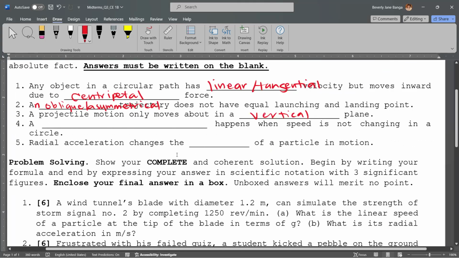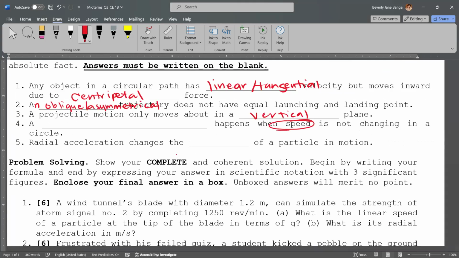A blank happens when speed is not changing. So yung keyword is speed is not changing. So this one is simply uniform circular motion. Radial acceleration changes the blank of a particle. So take note yung radial natin is present in both uniform and non-uniform motion. And ano ba yung common sa kanila? Yung isa kasi nag-change yung speed, yung isa hindi. So of course, this is not speed. This is actually direction. So it changes the direction of a particle in motion.